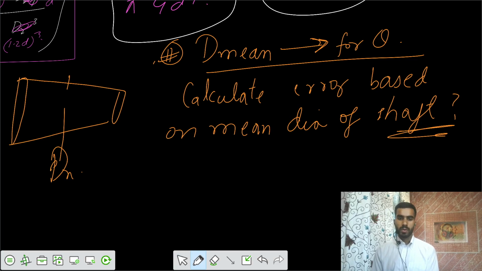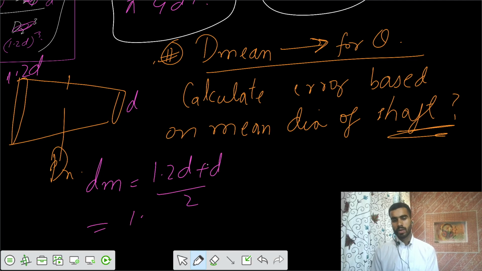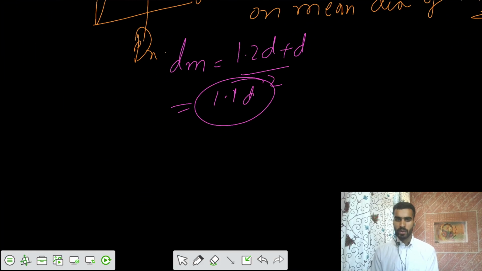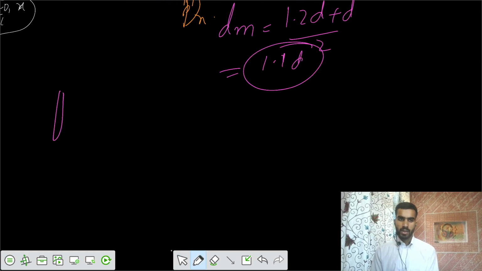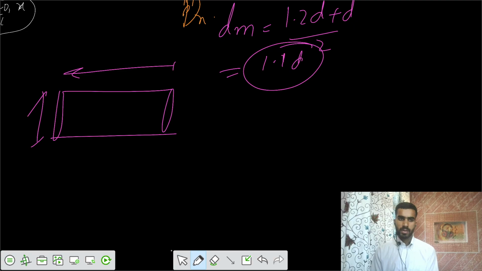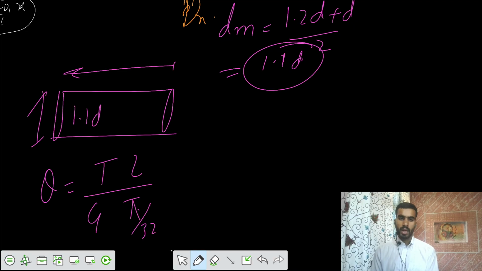So what is the mean diameter? You have d and you have 1.2 d, so d mean would be 1.2 d plus d divided by 2. That is 1.1 d. Isn't it 1.1 d? Now if I use that equation directly, I'm assuming that there is a constant cross section. The diameter is fixed now, that's 1.1 d, and I know the equation theta equals TL by GJ. The value of J is π by 32 d to the power 4.